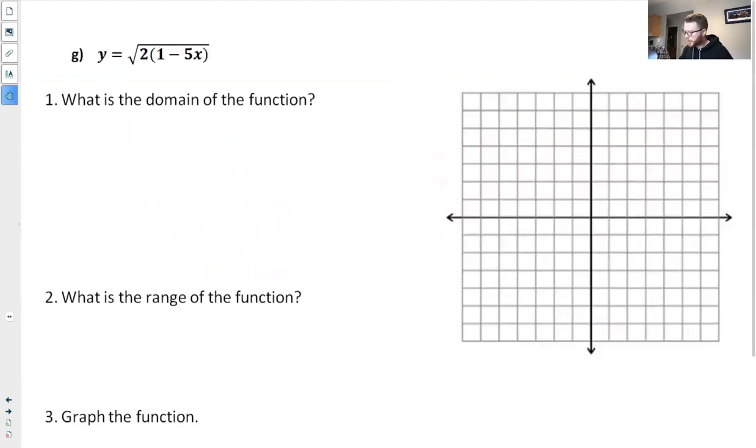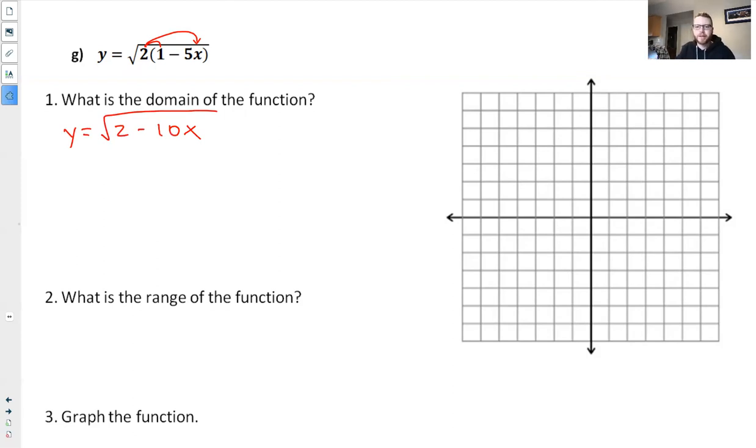All right, we will continue. And again, I would encourage you guys to try these on your own. This one looks a little bit different. We have 2 bracket 1 minus 5x. So we should expand that 2 into that bracket first. Okay, so we will get y is equal to the square root of 2 minus 10x.